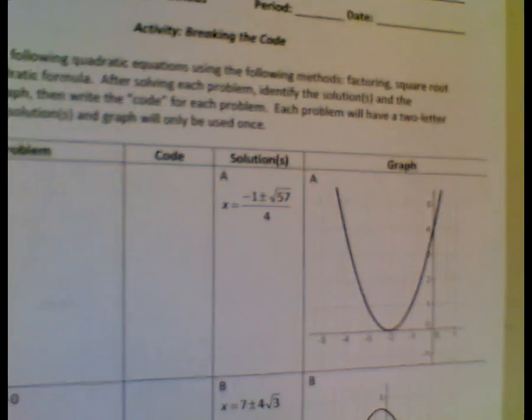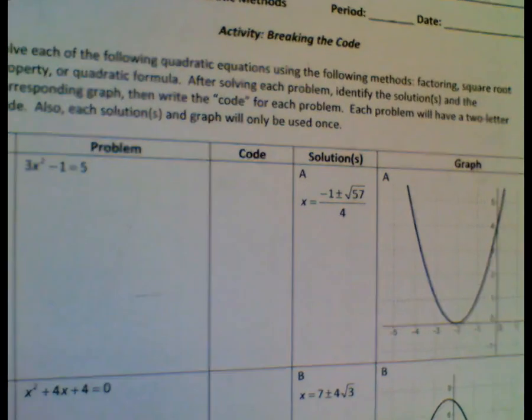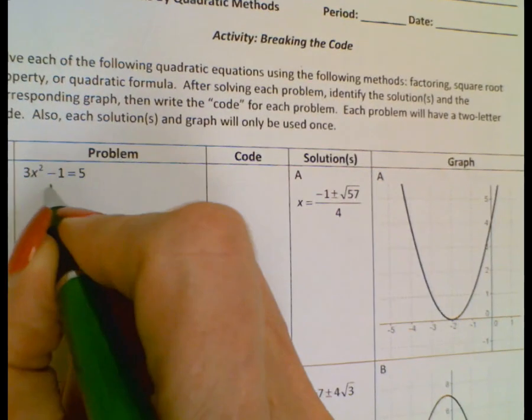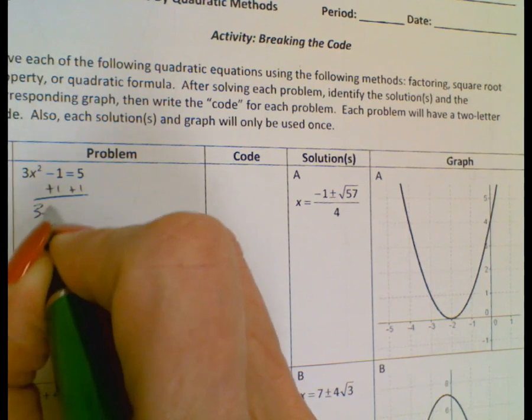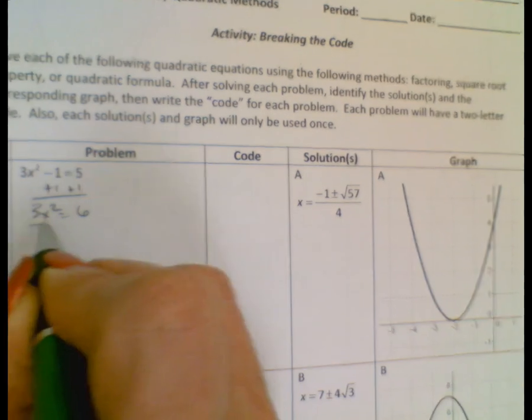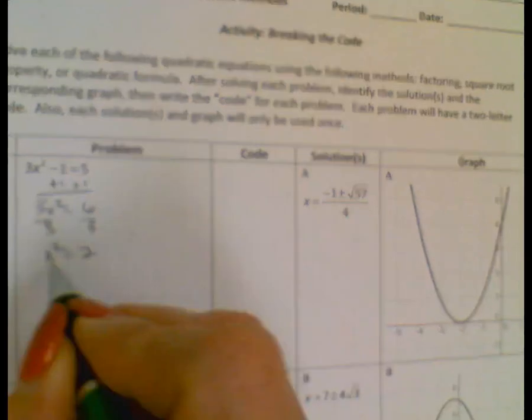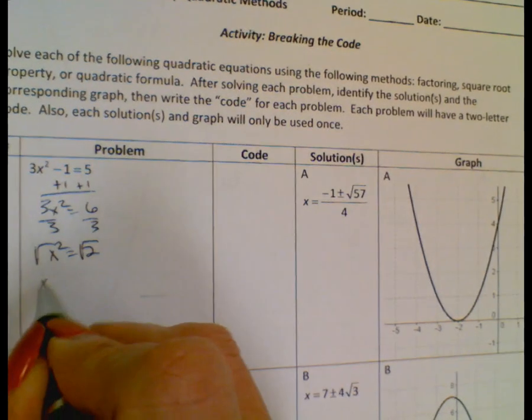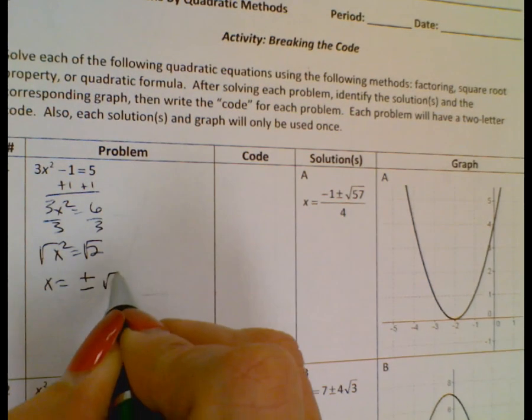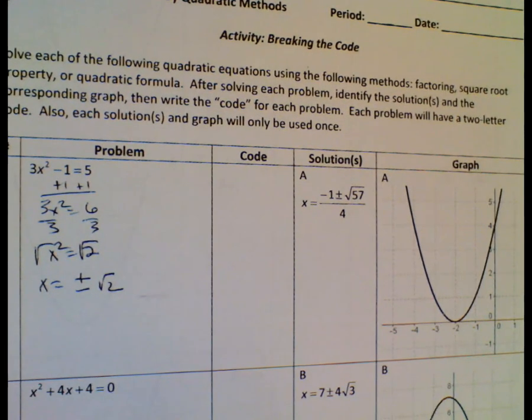Okay, this is the Breaking the Code worksheet. Okay, first one, add 1 to both sides. 3x squared equals 6. Divide by 3. X squared equals 2. Now, when you square root both sides, you do not forget the plus or minus. Plus or minus radical 2.